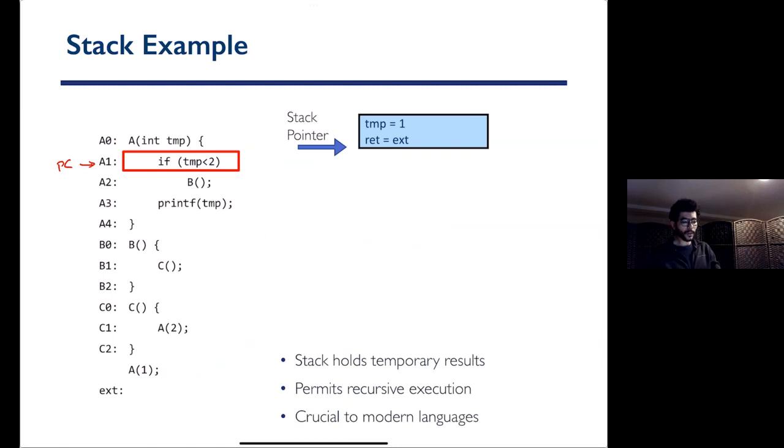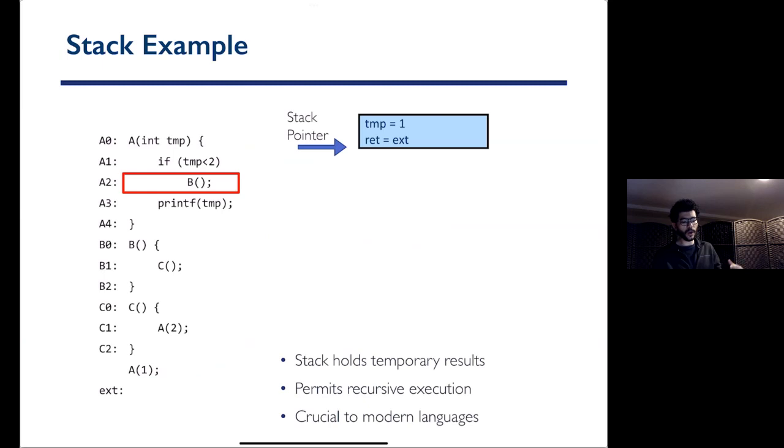But if it's not a global variable, it's a local variable, or if it is an input to your function, you're going to find it on your stack. So you go to your stack, and you use this 1 that you have on a stack for temp. Well, 1 is less than 2, so the condition for this if is met. So you go inside the if.